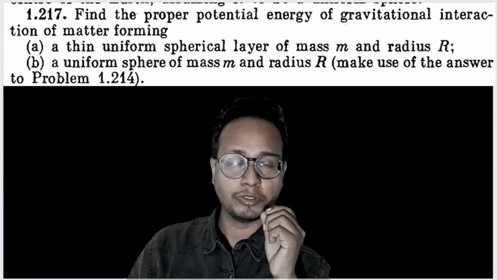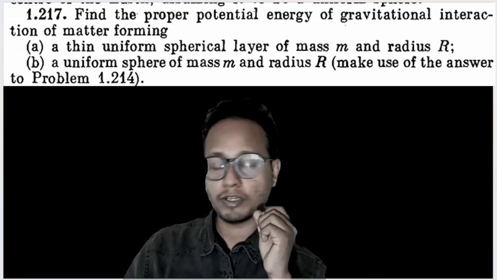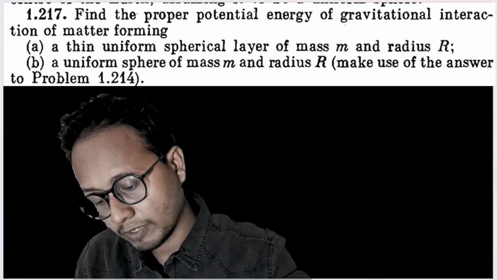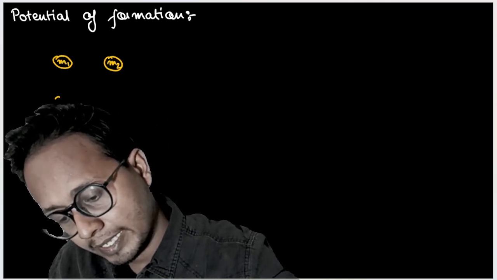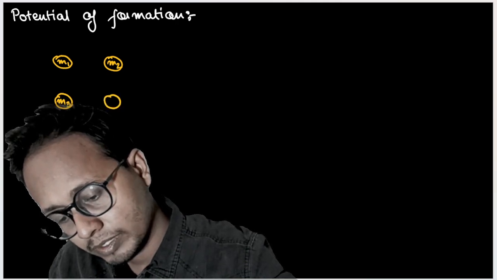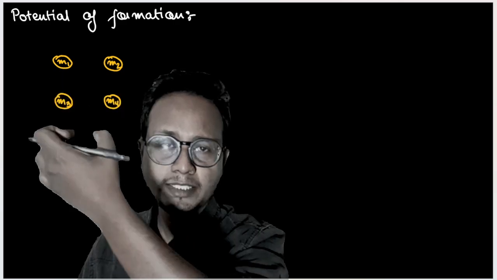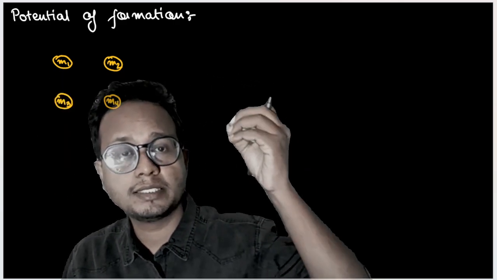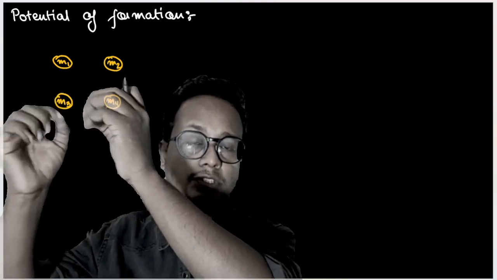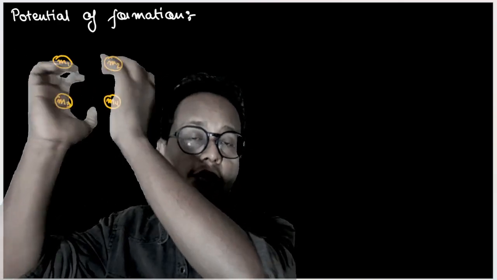Now to understand this question, you have to understand something called potential of formation. So what is potential of formation? Suppose I have masses m1, m2, m3, m4, and so on. Suppose I have these 4 masses arranged in this way. The question is, what is the potential energy for the formation of this system? What is the potential energy required to form this system, or what is the work done by gravitational force, or the work done against gravitational force in forming this system?